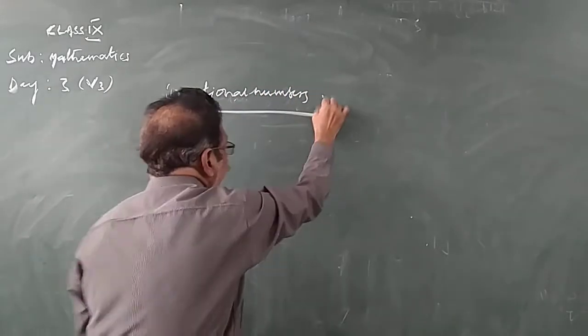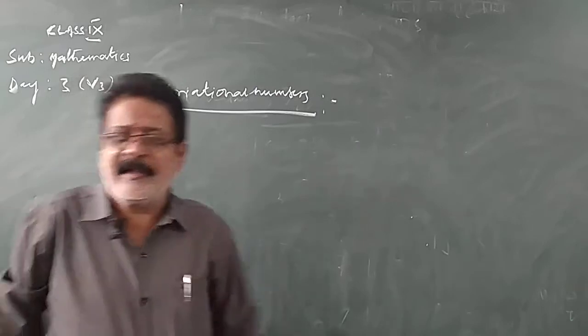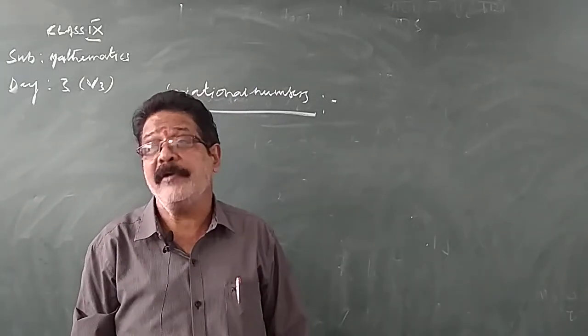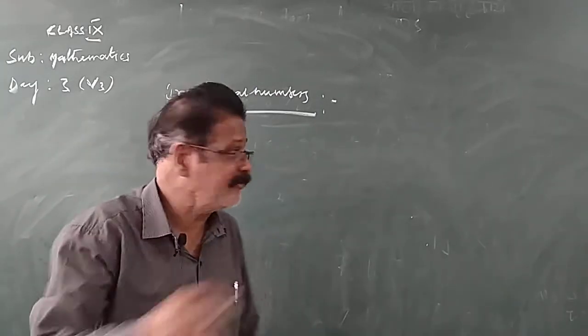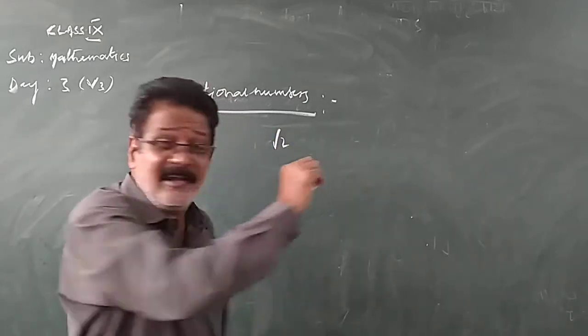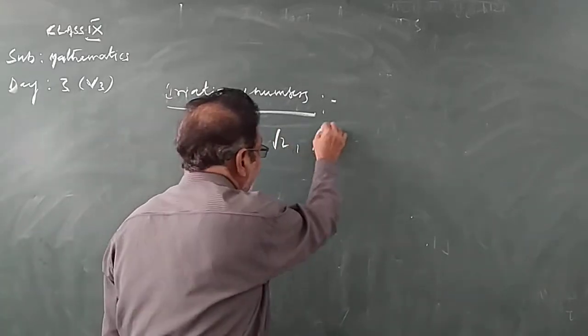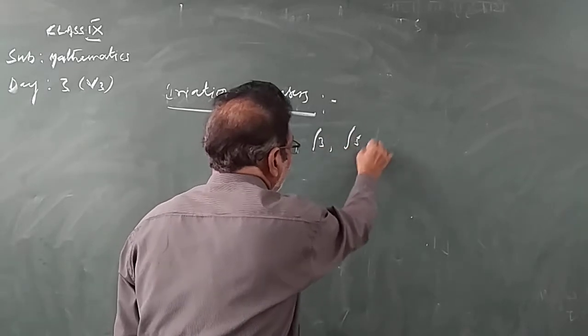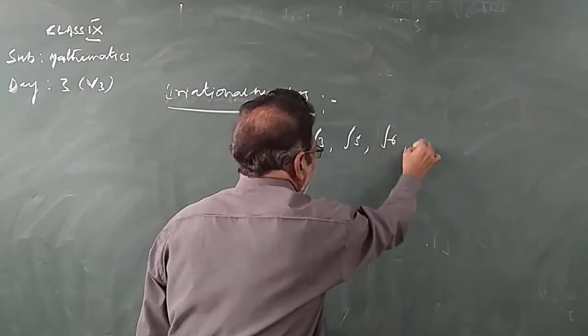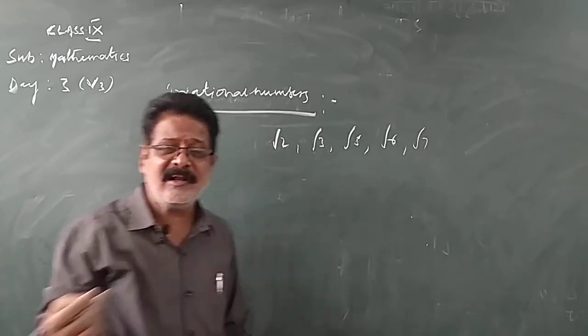What are irrational numbers? What is their definition? The numbers that cannot be written in the form of p by q are called irrational numbers. Root 2 is irrational. Root 3 is irrational. Root 5 is irrational. Root 6 is irrational. Root 7 is irrational.